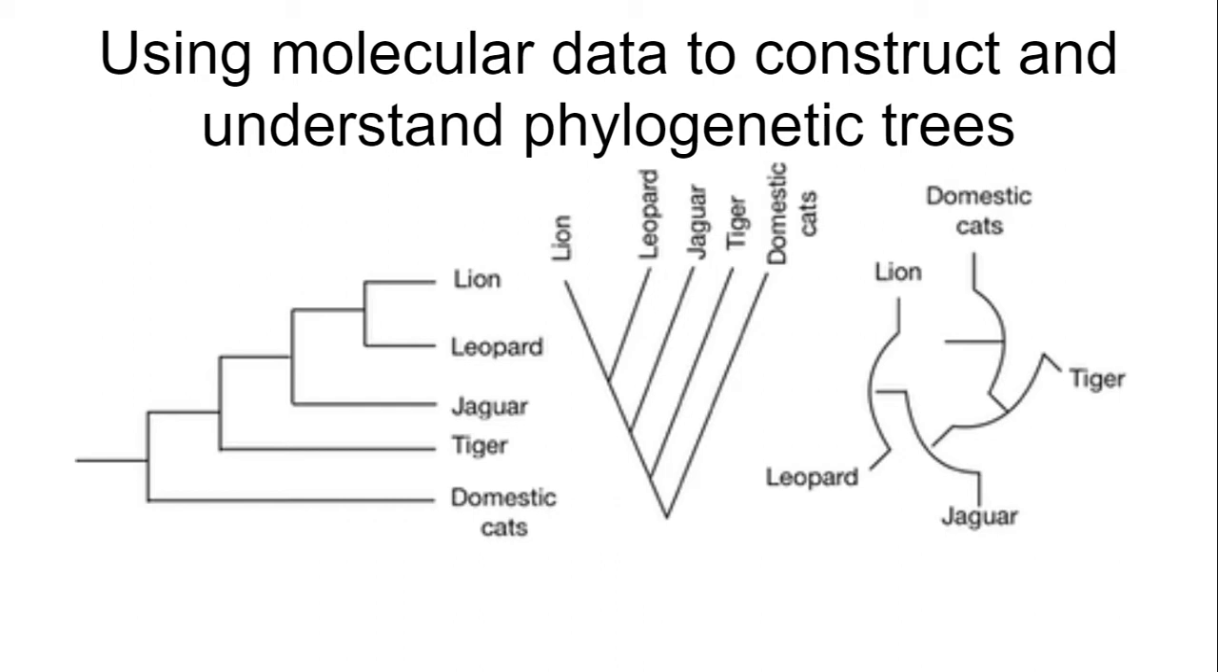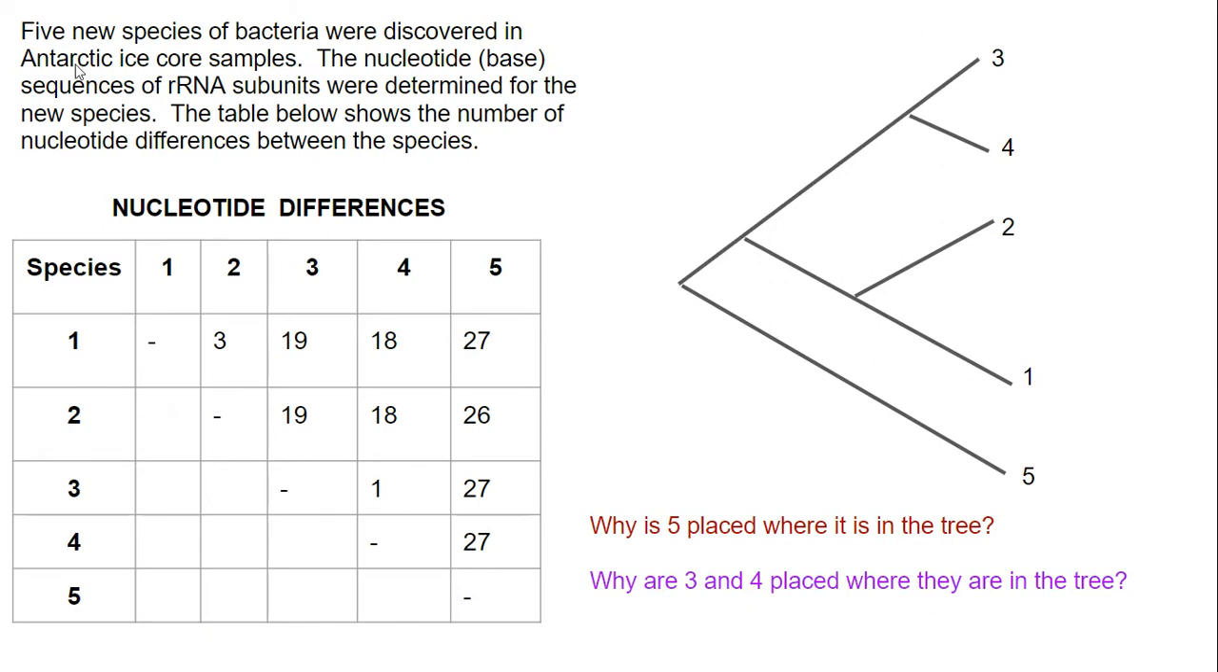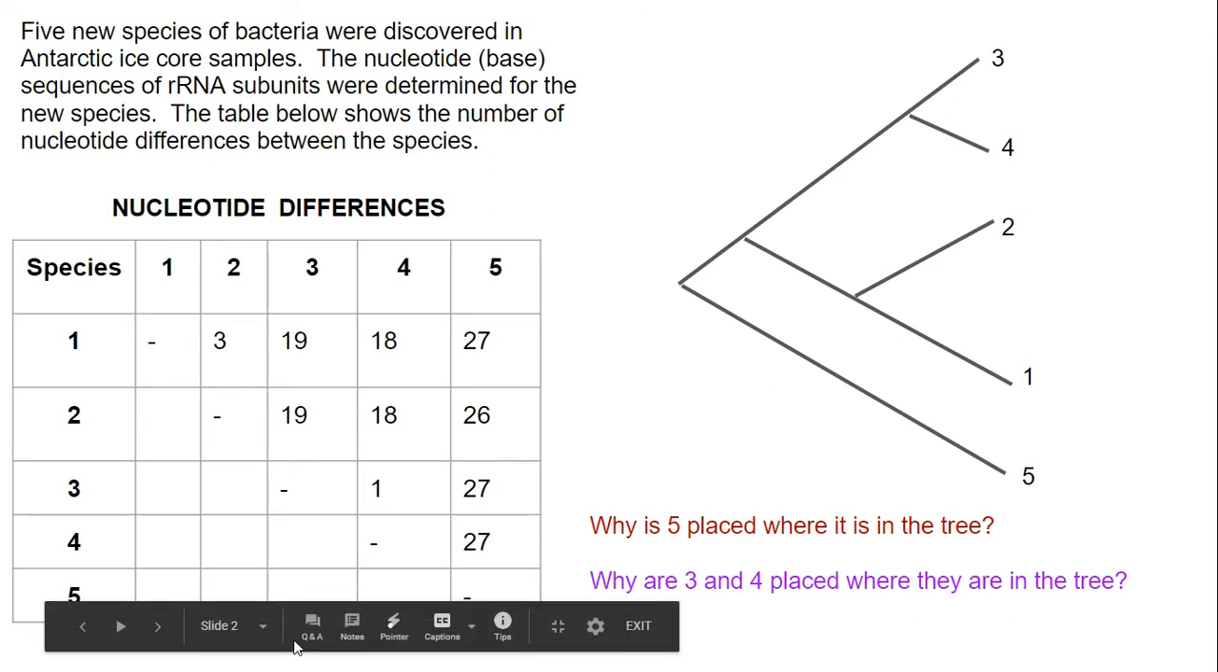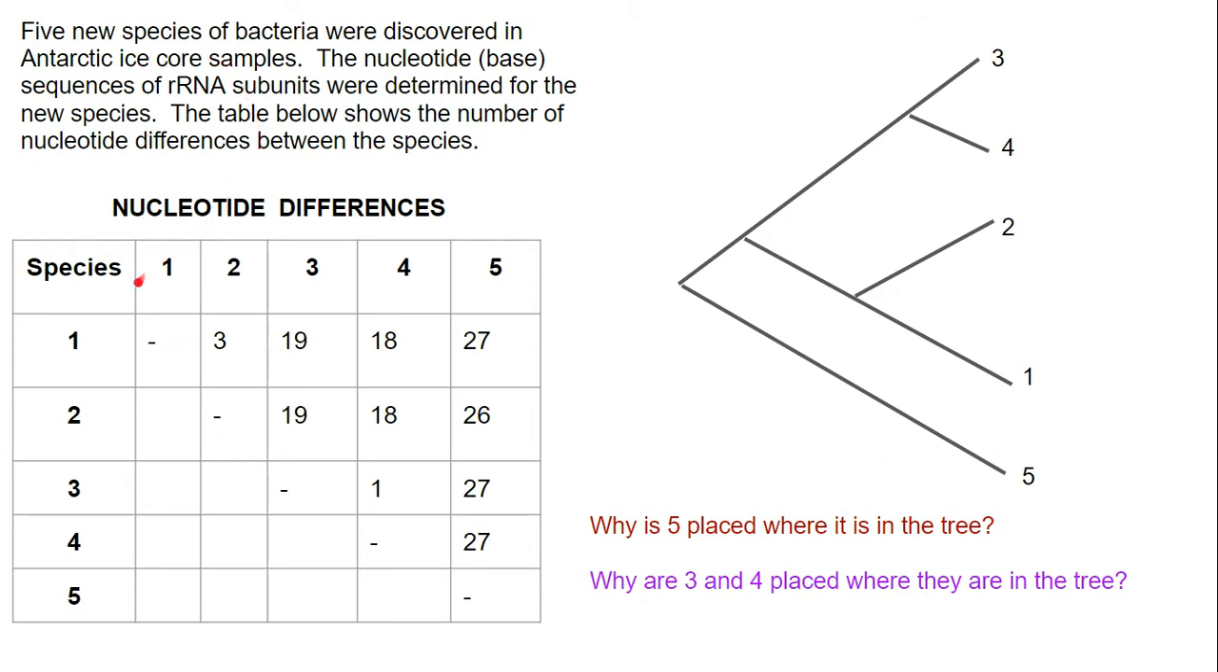Now, there are different algorithms and different models out there to come up with different hypotheses about the relationship between these things. But I'm just going to take you through a basic way of trying to figure this out based off of some data that you might see. So to start us off here, we've got these 5 new species of bacteria, and they're discovered in Antarctic ice core samples. Those species aren't given names in this chart, they're just numbered.